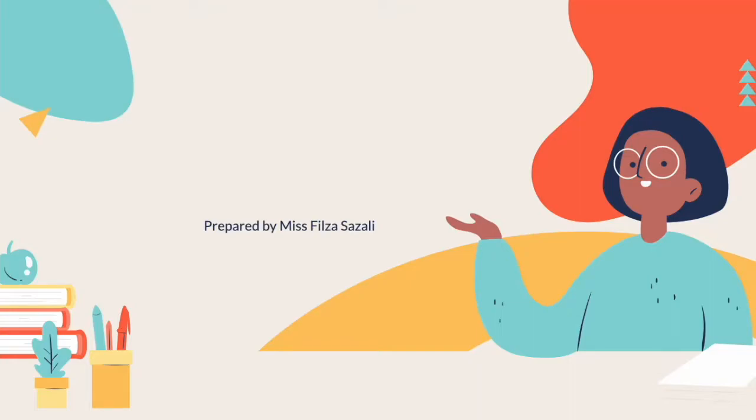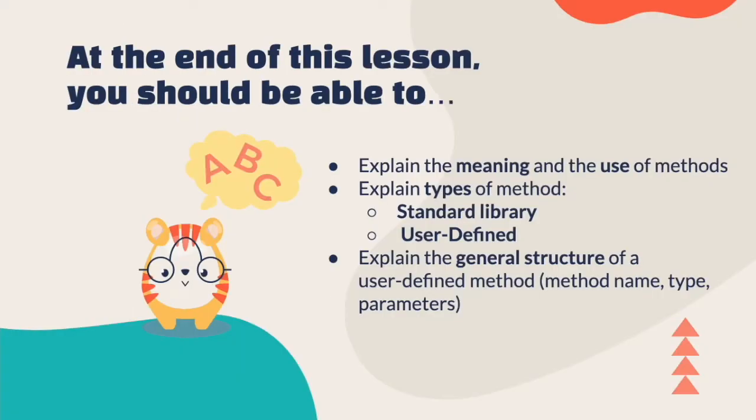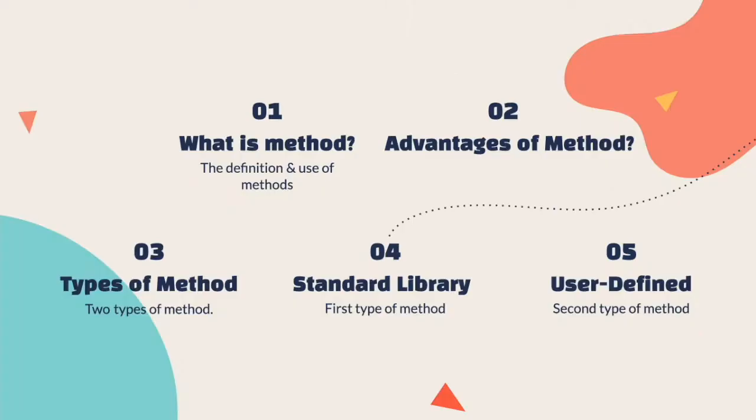So today we are going to have a look at a new chapter which is called Introduction to Method 3.5.1. Okay, so let's have a look at the end of this lesson. You should be able to explain the meaning and the use of methods. Secondly, you should be able to explain types of methods, which consist of standard library and user defined. And lastly, you should be able to explain the general structure of a user-defined method, which is method name, type, and parameters. Okay, so let's have a look at the contents.